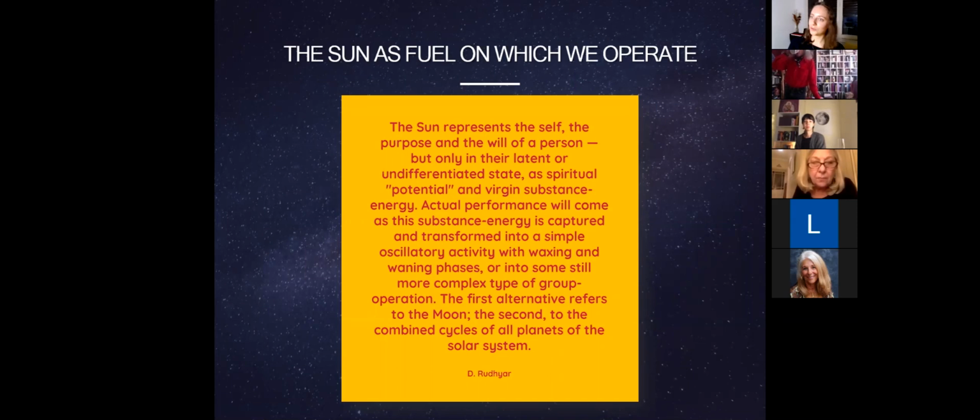Actually, I have two quotes about the sun and the moon before we go to the lunation cycle. So the sun is the fuel on which we operate, for example. The sun represents the self, the purpose, and the will of a person, but only in their latent or undifferentiated state, as spiritual potential and virgin substance energy. Actual performance will come as this substance energy is captured and transformed into a simple oscillatory activity with waxing and waning phases, or into a still more complex type of group operation. The first alternative refers to the moon, the second to the combined cycles of all the planets in the solar system. So in my mind, it is something like the sun plays two parallel games.